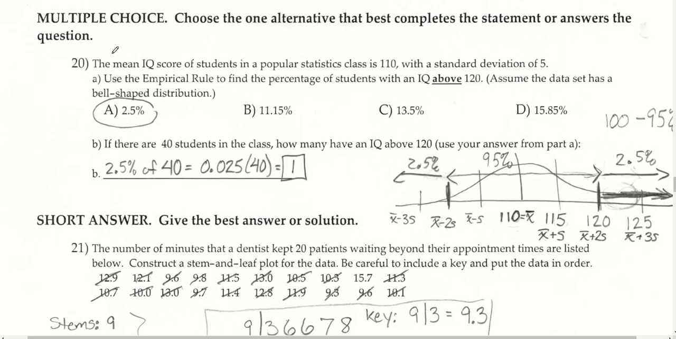The next one we come to is a multiple choice one. It says choose the one alternative that best completes the statements of the above question. Here it says the mean IQ for students in a popular stats class is 110 with a standard deviation of 5. It says use the empirical rule to find the percentage of students with an IQ above 120.